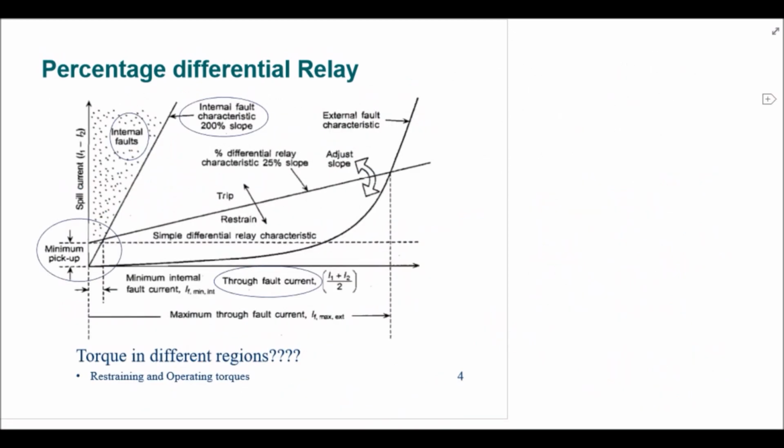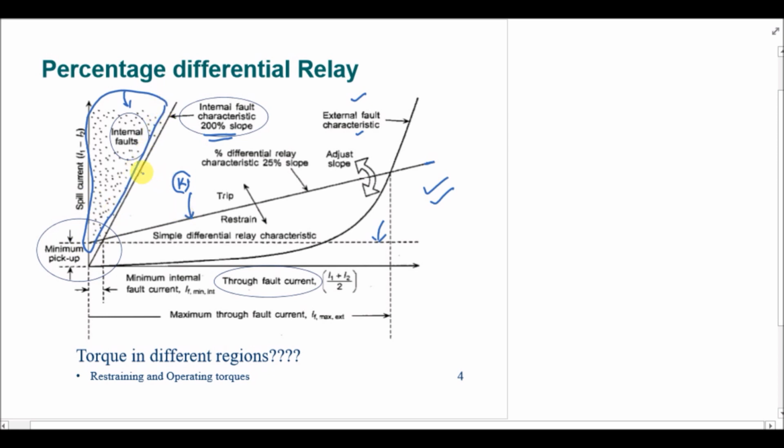The same thing is explained in this graph. Right? So this is the simple differential relay characteristic, and we tilted it so that we can have more stability in case of large external fault currents. And the slope of this line will be defined by K, and in case of internal faults the slope of the line will be 200%, and this is the region which is the trip region in case of internal fault, and this is your restraint region.